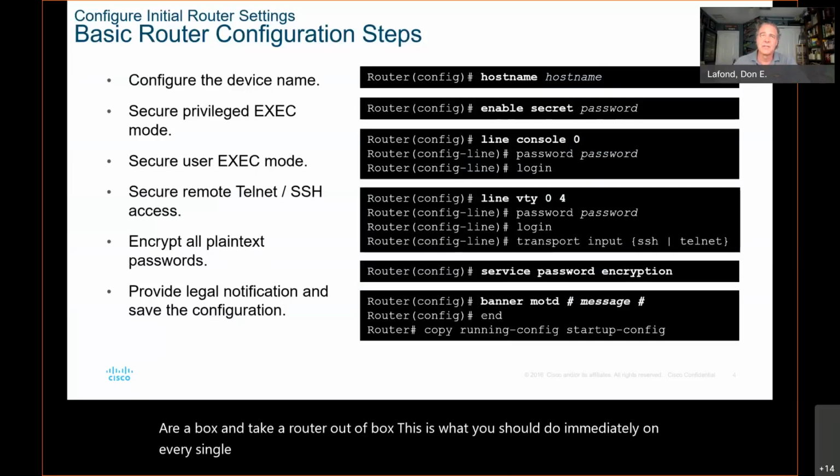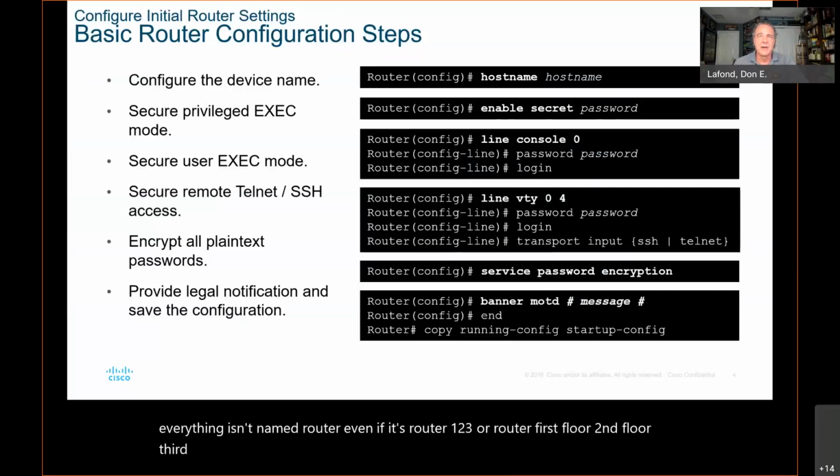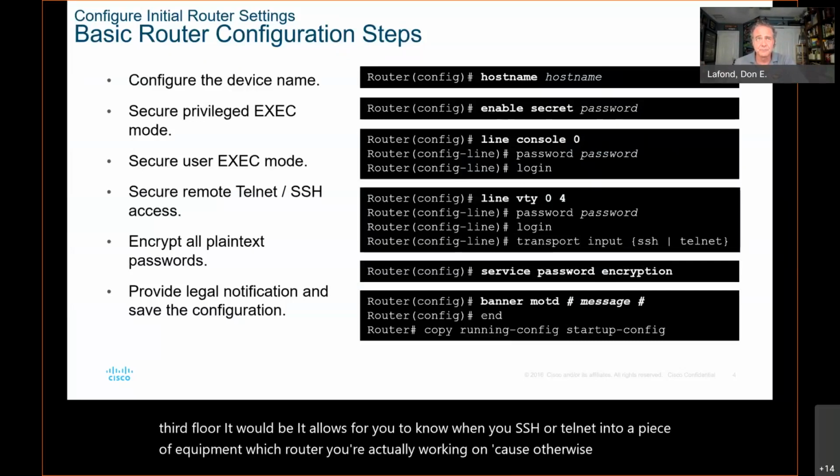All right, so we've got to set a host name. That's the device name, so everything isn't named router. Even if it's router 1, 2, 3 or router first floor, second floor, third floor, it allows you to know when you SSH or Telnet into a piece of equipment which router you're actually working on. Because otherwise they all have the same default name.